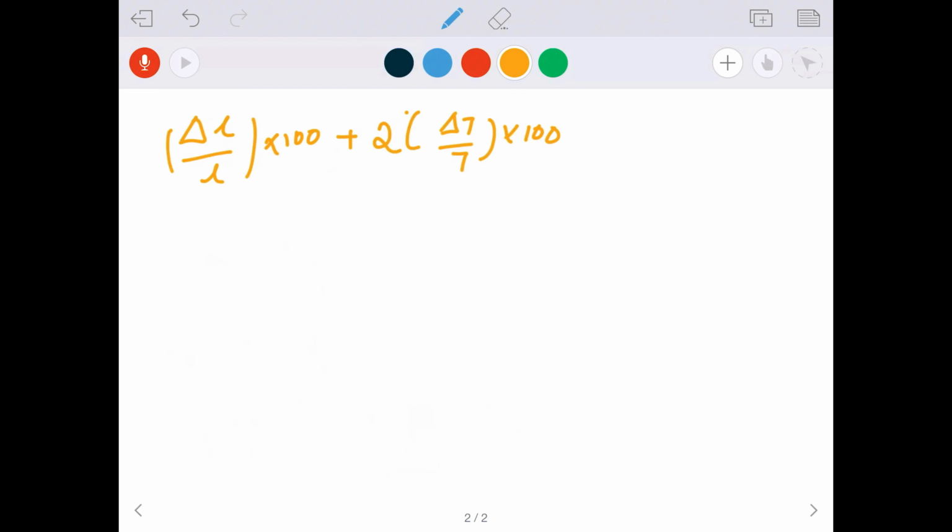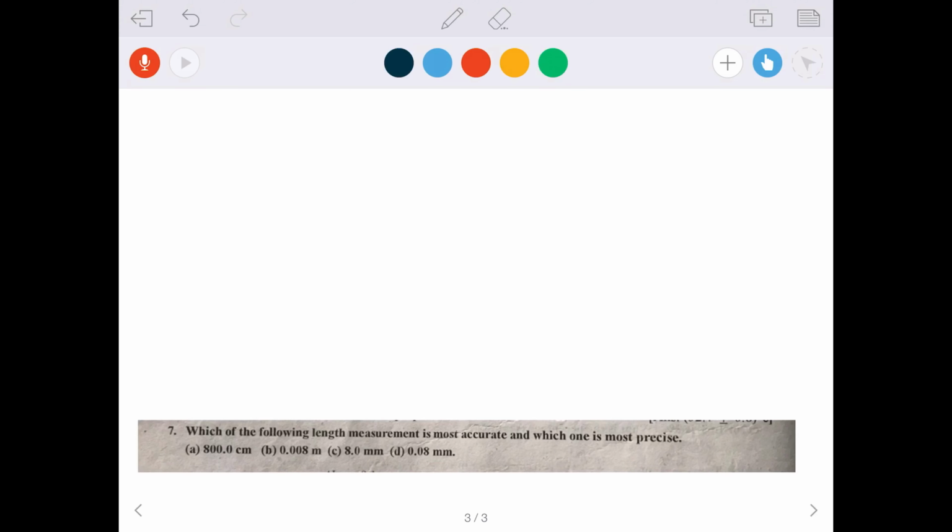So delta L by L into 100 is the total percentage error in L, which is given as 1. Plus 2 times delta T by T into 100 is the total percentage error in T, which is given as 2. So in total, our final equation will be 2 into 2, 4, 4 plus 1 is 5. So 5% is the total. Okay, let me go into the second question.